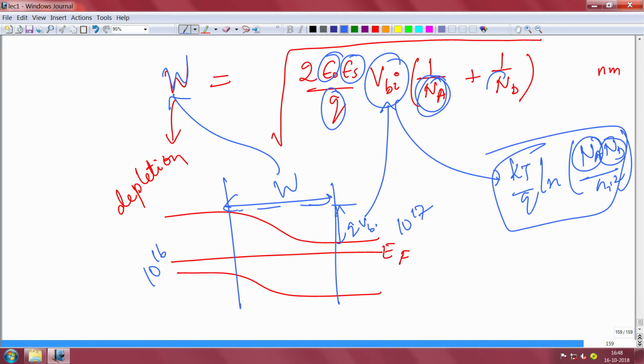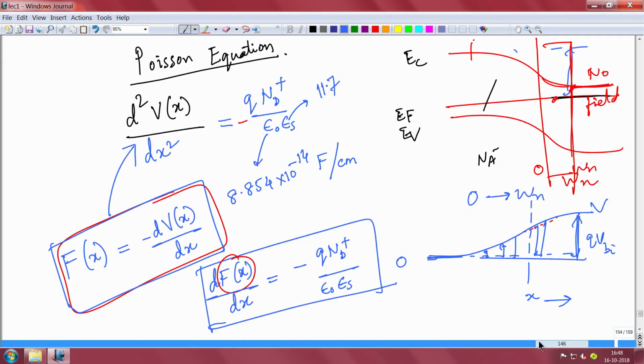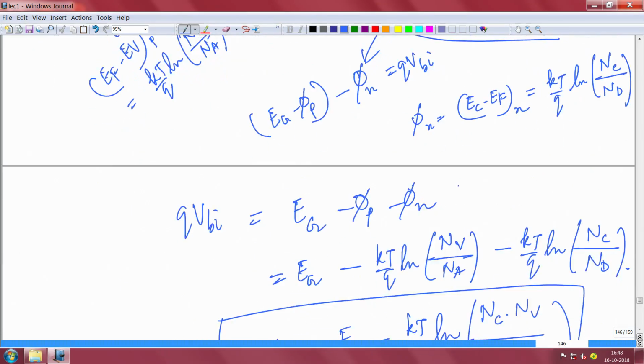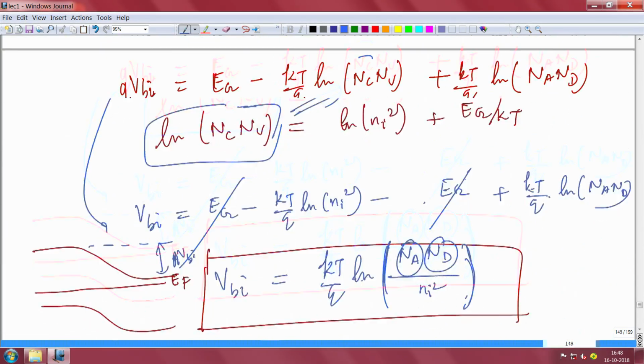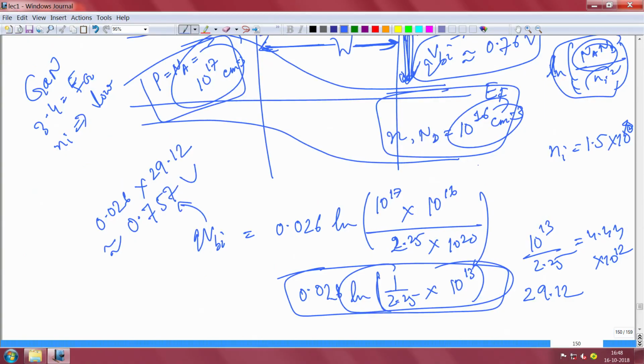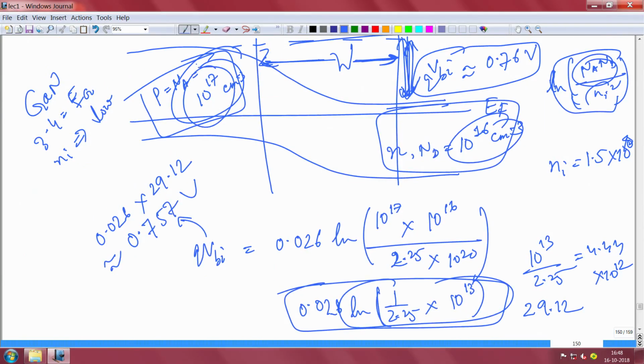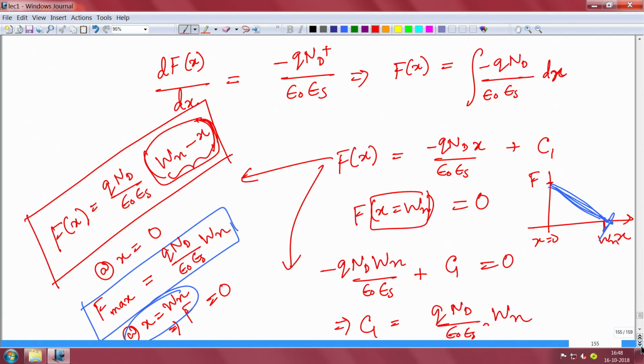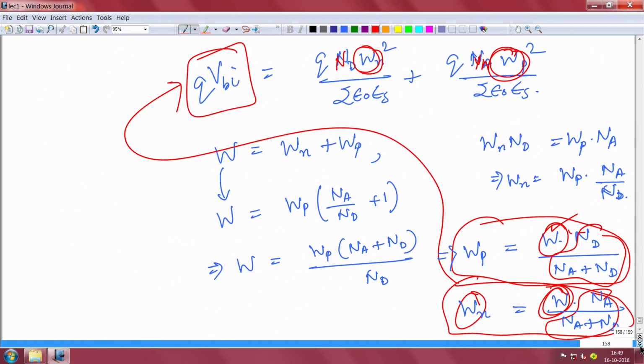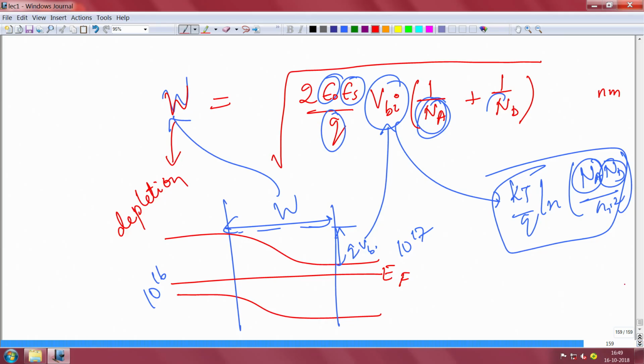So if you recall, I had given an example a few slides back. I'm not able to recall where I had solved a numerical. Yeah, it's here. I had solved a numerical, and the p side is 10 to the power 17 doped, and the n side is 10 to the power 16 doped, and the built-in potential came out to be 0.76 volt. So if I take the same expression here and try to find the depletion width, I will basically take the same thing.